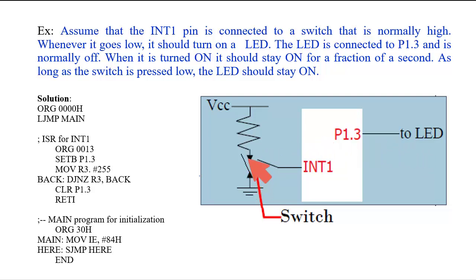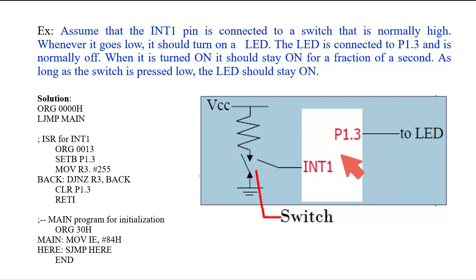When the switch is closed, this is directly grounded. At this point a low level signal will come, and because of this low level signal at this interrupt pin, we will write a program so that at that moment P1.3 will be logic 1 and it will glow the LED. And according to this program, after a few moments this should be logic 0. If we keep this switch closed, then as long as it is closed, the signal will be interrupted and this will be logic 1.